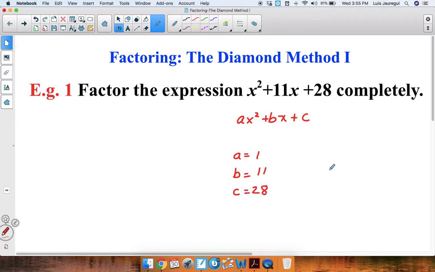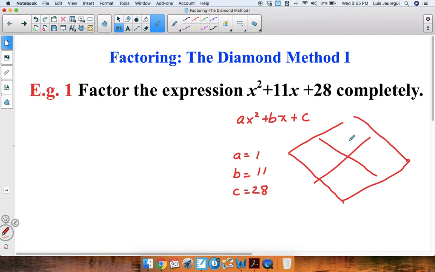Now, the diamond method consists of the following. You just make an X, and if you were to complete this with a box, you get the diamond from a baseball field. But in general, we just use the X. Here on the top, we're going to multiply a times c, and here in the bottom, we're going to get the b. In this case, a times c happens to be 1 times 28, which is 28. And your b happens to be 11.